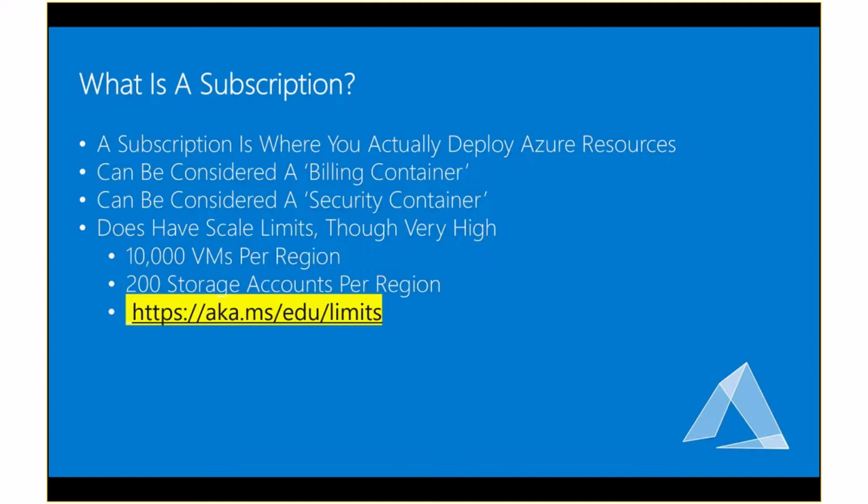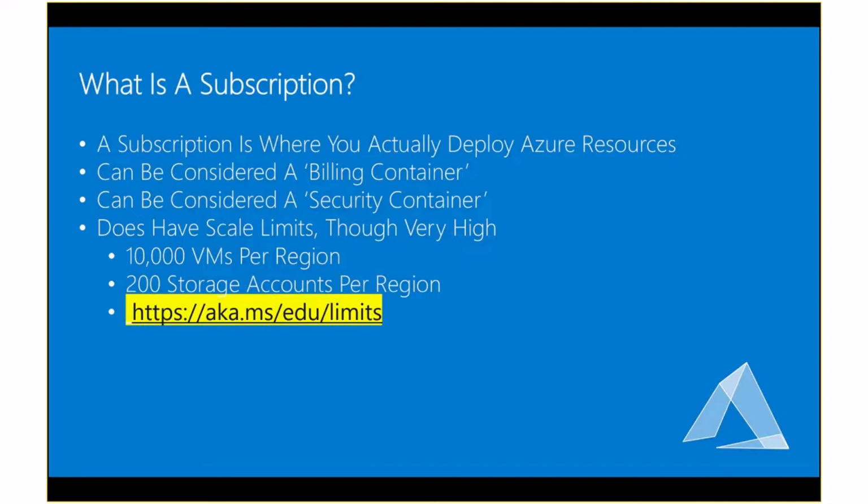Subscriptions have scale limits. The scale limits are very high, but there are scale limits. For example, any particular subscription can have up to 10,000 cores. I'm referring to them as VMs here, but that's per region. And as you probably know, Azure has a lot of regions. We have over 50 at this time. So any subscription could have up to 10,000 cores per region. You can have 200 storage accounts by default per region. You can increase those limits though by making a request.